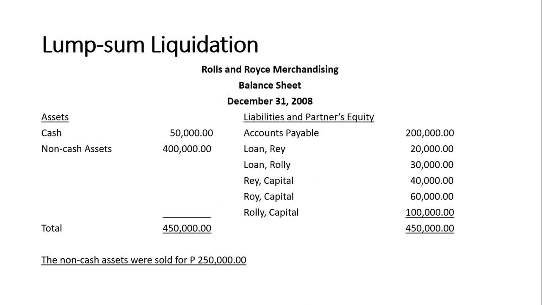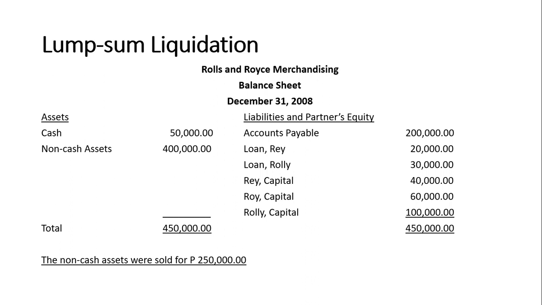So they are the next liability to be paid after you have settled your liabilities to outside creditors. And then there are the capital balances of Ray, Roy, and Rolly. With this example, Ray, Roy, and Rolly decided to end the partnership. By ending the partnership, you'll need to stop the business operation, and then you'll need to settle everything else.